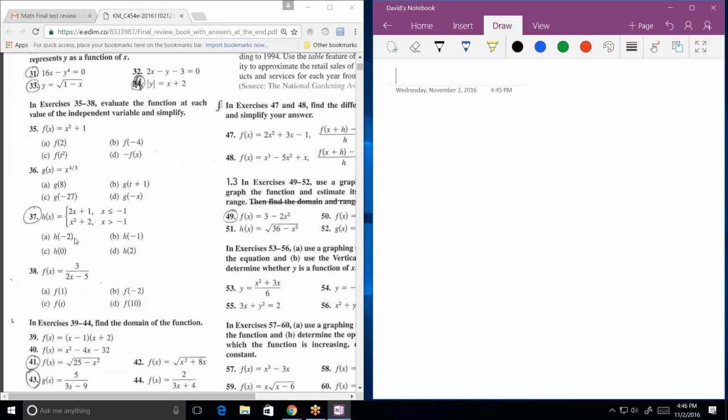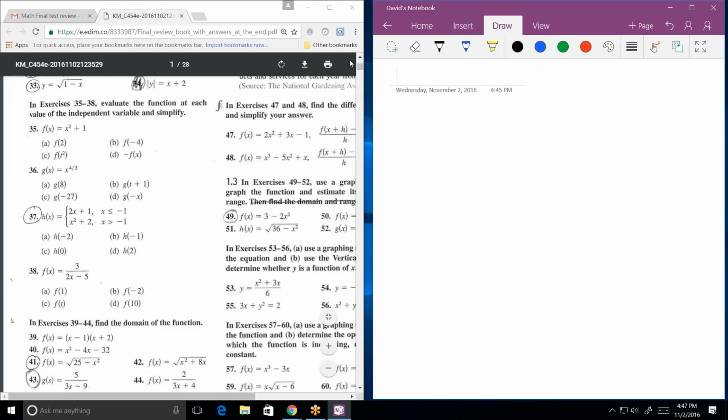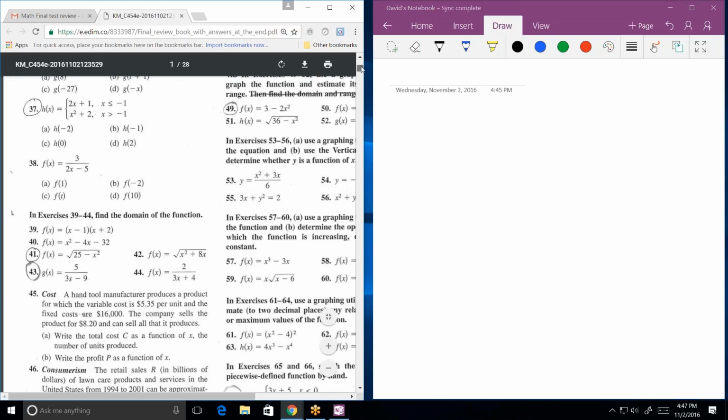So what's the value of h of minus 2? That would be negative 3. Okay. What's h of minus 1? Negative 1. So you're using the top, yeah. H of 0. 2. And h of 2. 6. Like I said, those are pretty easy.